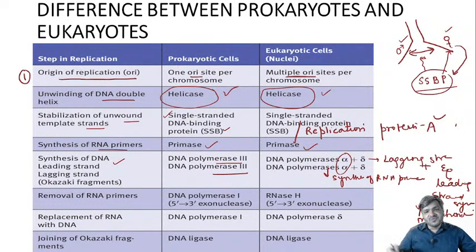Apart from that, removal of RNA primers is by DNA polymerase 1, that acts as 5 prime to 3 prime exonuclease. I just mentioned it in a previous slide also. And over here it is RNase H that is also acting as 5 prime to 3 prime exonuclease.